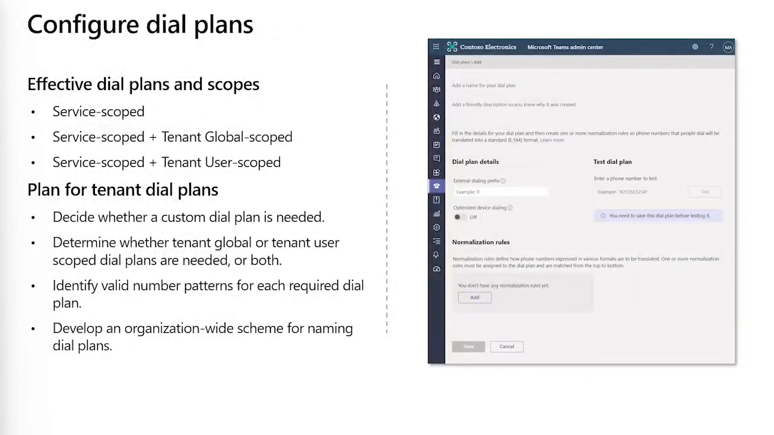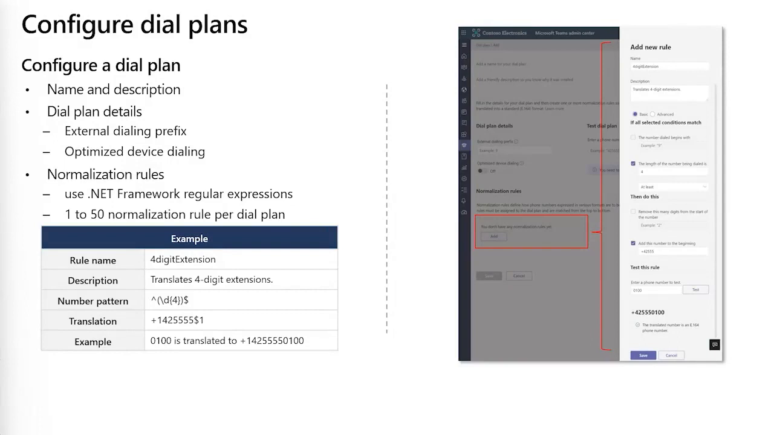Dial plans. You can have either service scoped or service scoped and tenant global scoped or service scoped and tenant user scoped. You have to decide whether you need a custom dial plan and also valid number patterns for dial plans. You should have an organization-wide scheme as well for naming those dial plans. Here's what it looks like to configure a dial plan. So we have an example rule on the slide to translate a 4-digit extension. We specify the number pattern using .NET Framework regular expressions, and then the extension gets translated into an actual number.